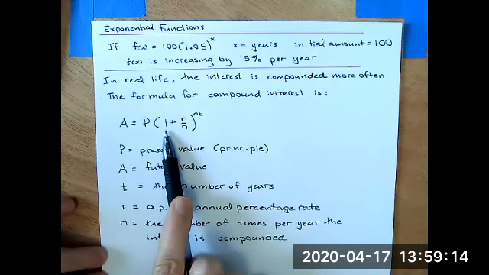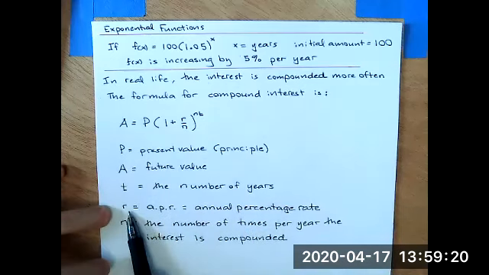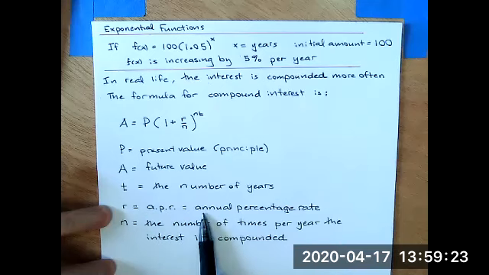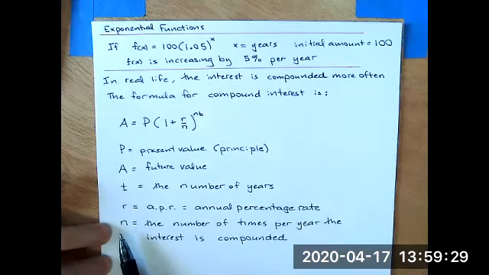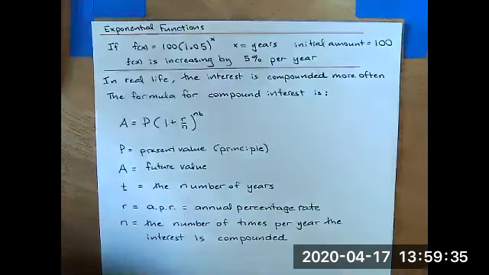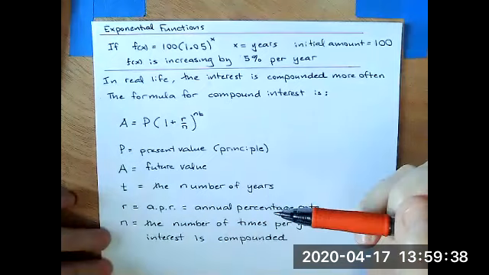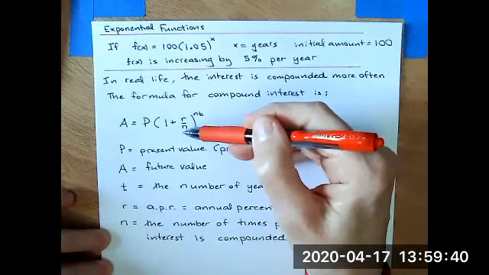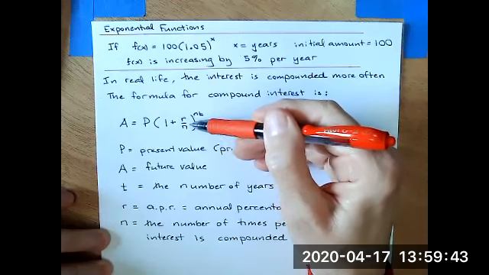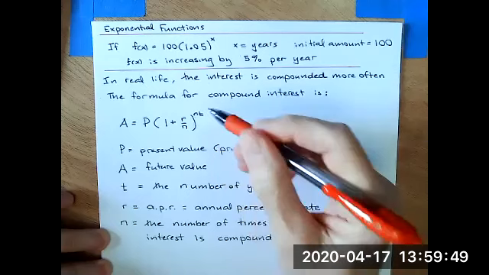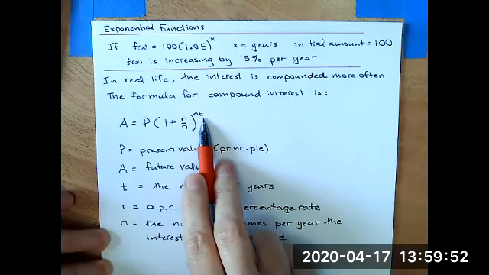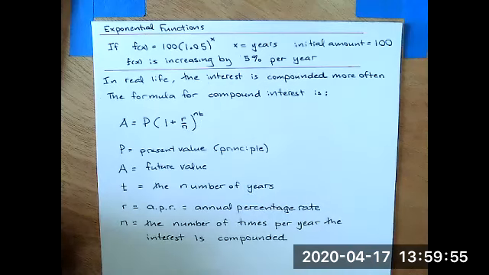So the 1 here represents 100% of the initial amount. R is what banks call the APR, or annual percentage rate. N is the number of times per year the interest is compounded. So you can think of it as for each period of compounding, the interest rate is the annual percentage rate divided by N. And then the number of compounding periods is the number of times it's compounded per year times the number of years. Let's do a couple of examples.